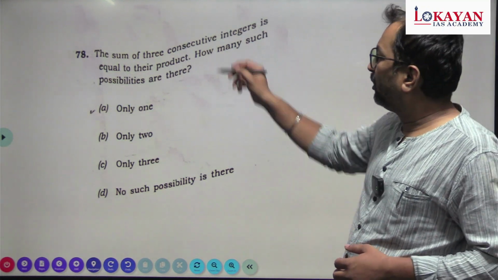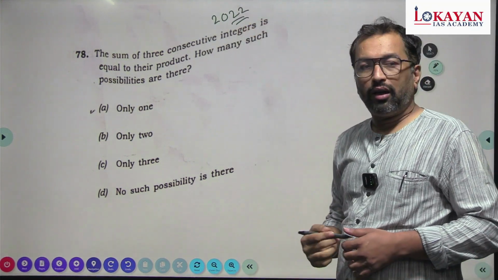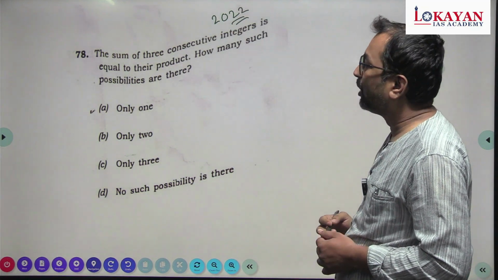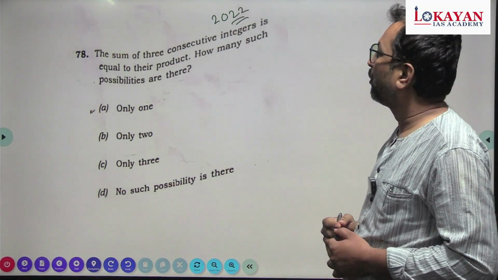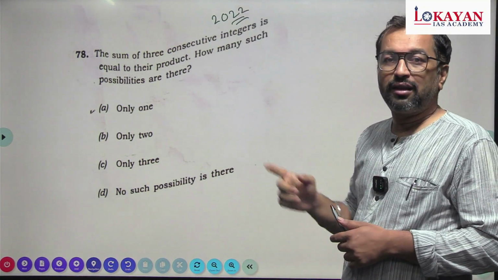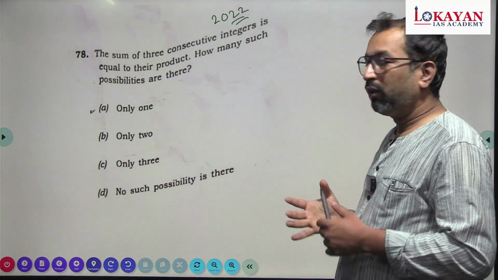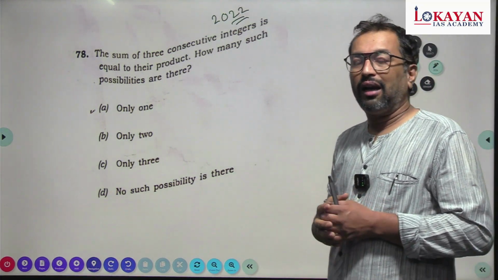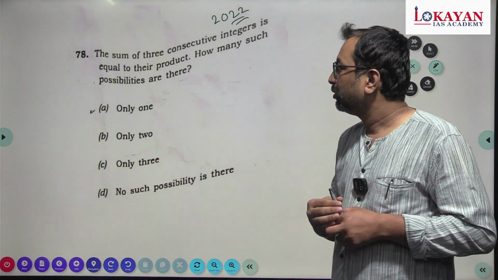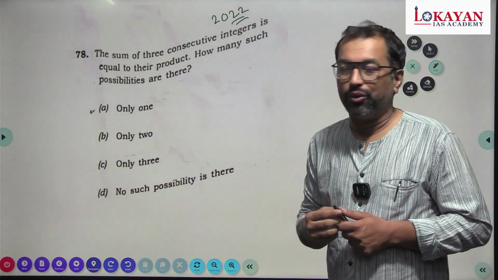This was again asked in CSAT 2022. Interesting question. The sum of three consecutive integers is equal to their product. We have seen such type of question earlier, right? That says that some questions are of recurring nature. That's why we are taking this series, so that at least you will get familiar with the types of questions. So whenever you see that question in exam, it will not be very alien to you.